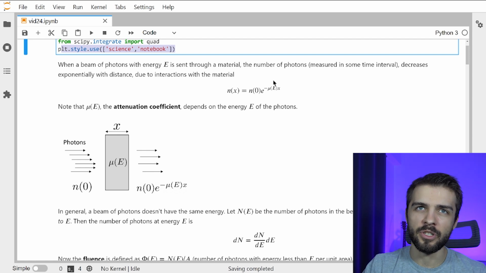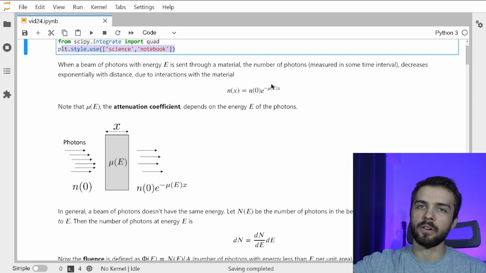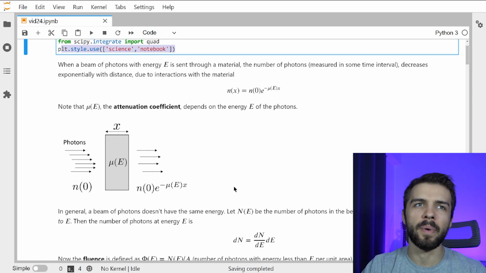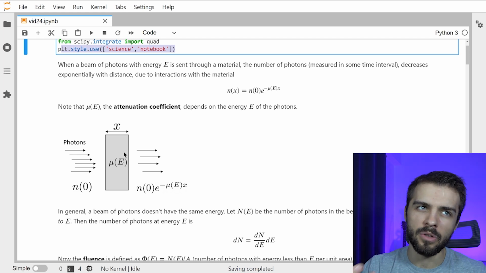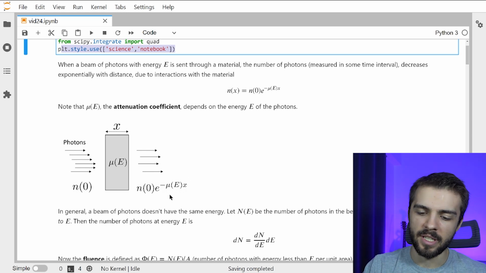And so μ is a function of E. So if you have really high energy photons, probably most of them will pass through, right? But the lower energy you get, then they'll start getting absorbed in the material more. So μ is a function of the energy of the photons coming in. So that's important. And so it's just exponentially decreasing. It's a pretty simple formula for this.